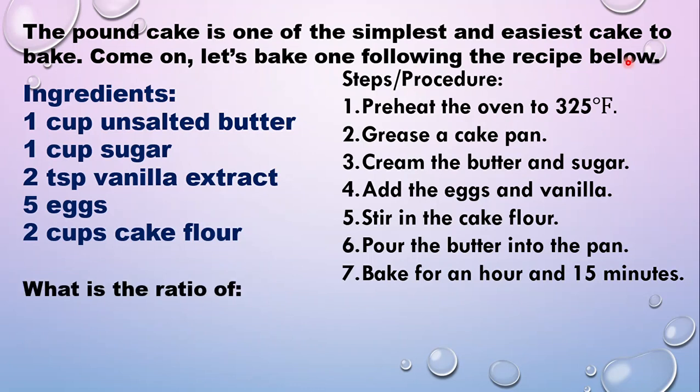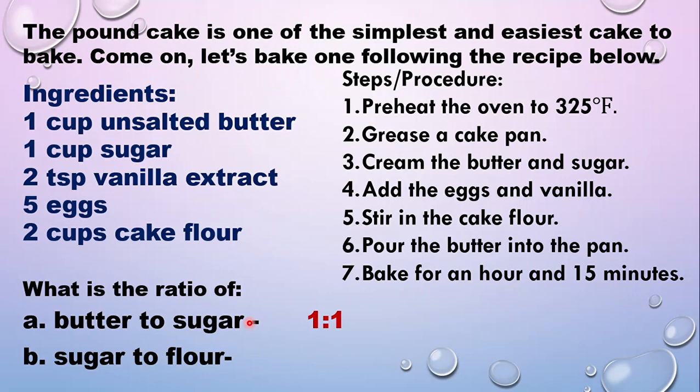Alright, so what is the ratio of butter to sugar? The ingredients of a pound cake are 1 cup unsalted butter and 1 cup sugar. So the ratio of butter to sugar is 1:1. Next, the ratio of sugar to flour. Sugar we have 1, then flour we have 2 cups cake flour. So that is 1:2.